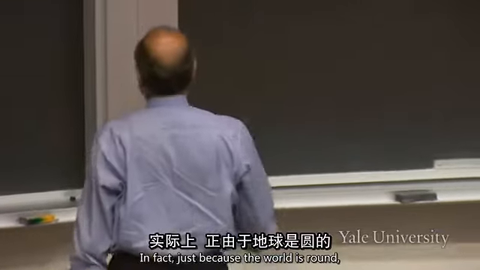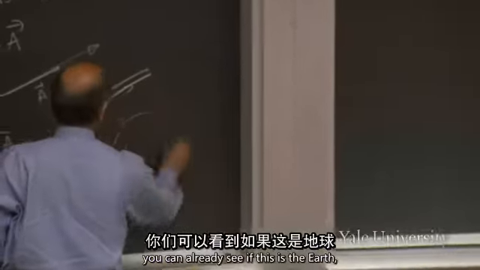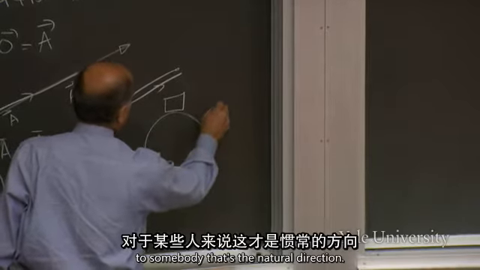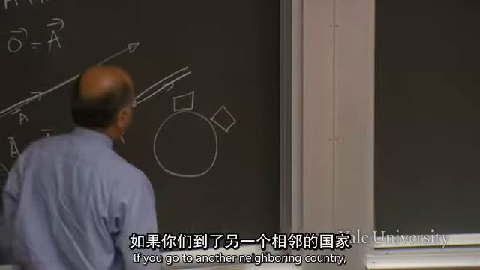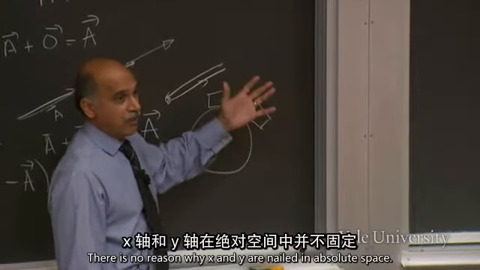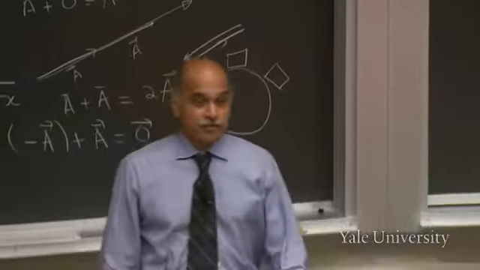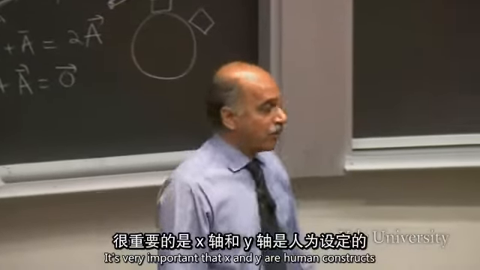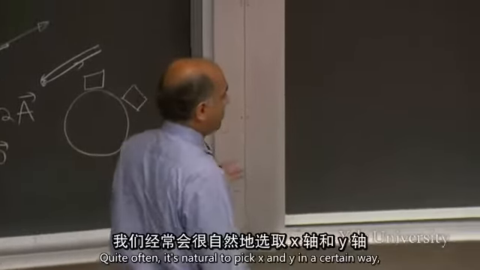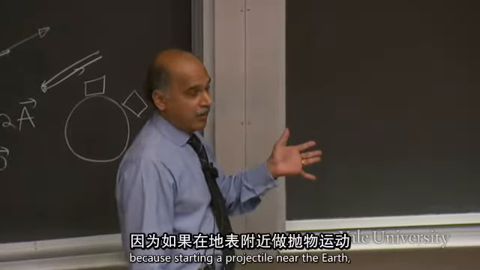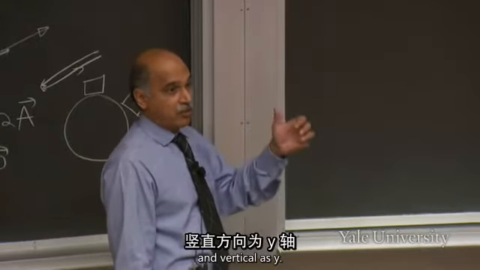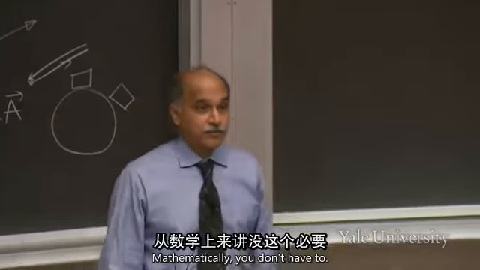In fact, just because the world is round, you can already see if this is the earth, to somebody, that's the natural direction. If you go to another neighboring country, that's what they think is naturally x and y. So there's no reason why x and y are nailed in absolute space. It's very important that x and y are human constructs and we're not wedded to any of them. Quite often it's natural to pick x and y in a certain way. If you're studying a projectile near the earth, it makes sense to pick the horizontal as x and vertical as y. But mathematically, you don't have to.